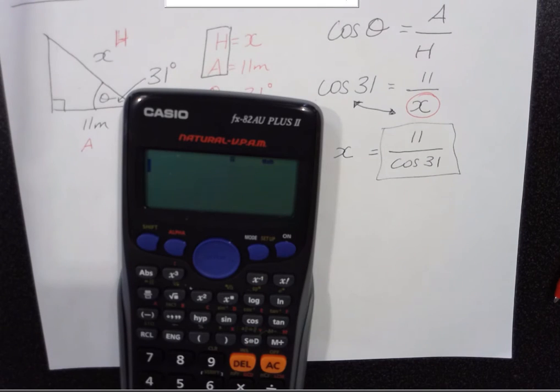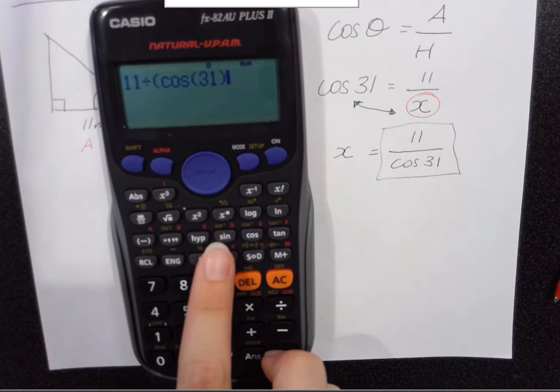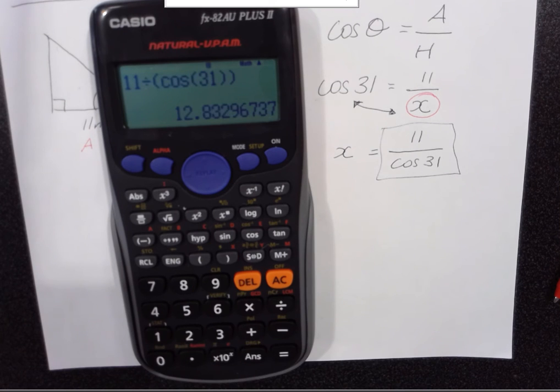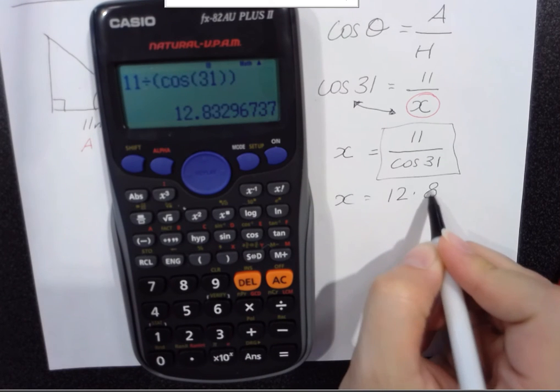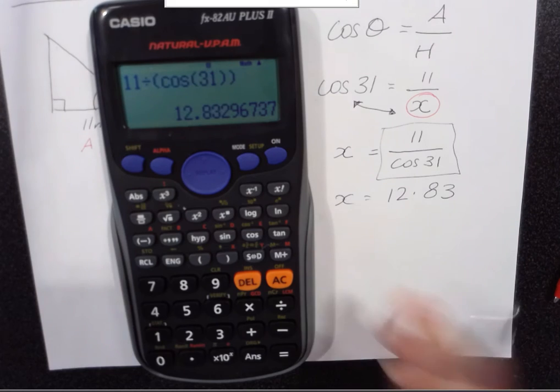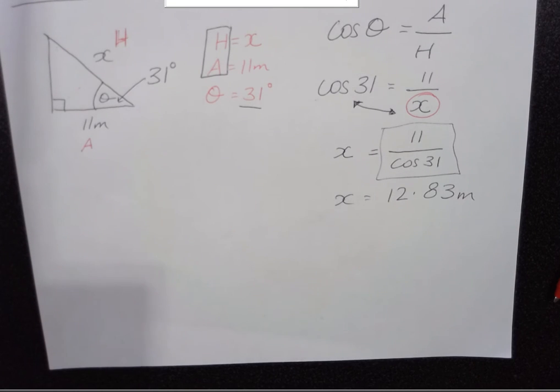So if we get our calculator, turn it on, and actually go 11 divided by, I'm going to put this in brackets, cos of 31, and we have to shut each bracket, and then we get an answer of x equals 12.83, and our units were meters, so that is exactly how much our hypotenuse side is.